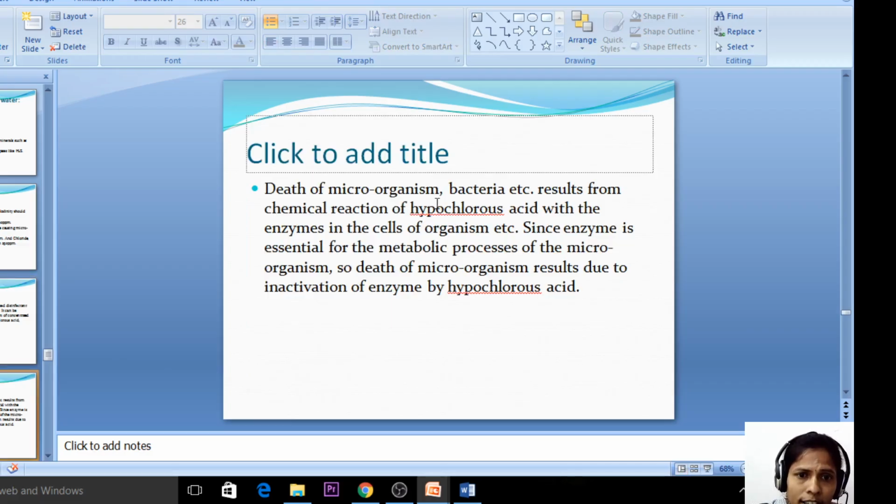So death of microorganisms, bacteria, etc. results from chemical reaction of hypochlorous acid with enzymes in the cell of organisms. Since enzymes are essential for the metabolic process of microorganisms, death of microorganisms results due to inactivation of enzymes by hypochlorous acid. So it is killing the disease causing microorganisms and bacteria. Immediately the hypochlorous acid reacts with the enzymes, and when it reacts with the enzymes, these become inactive in the water sample.